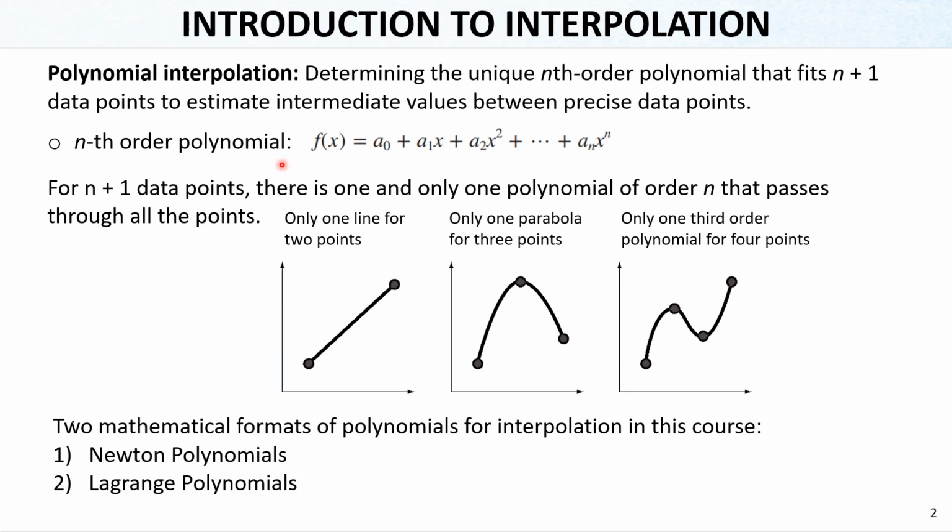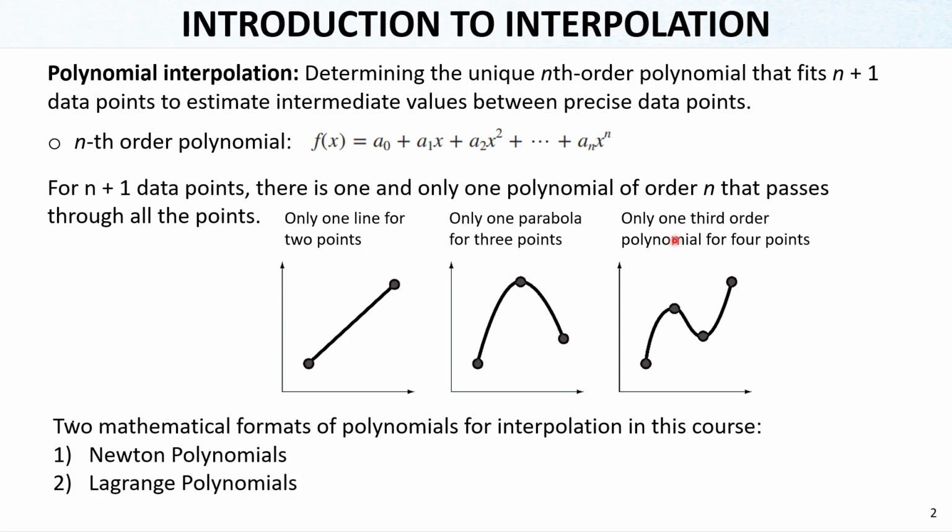An nth order polynomial can be defined as this, as you can see, with an increase of the power of the x's. X's are the data inputs, and f(x) is the output, obtained by multiplying the coefficients with the data points to the power. And for n+1 data points, there is one and only one polynomial of order n that passes through all the points. So we need to have n+1 points to fit an nth order polynomial, and there is only one polynomial that passes through all the points.